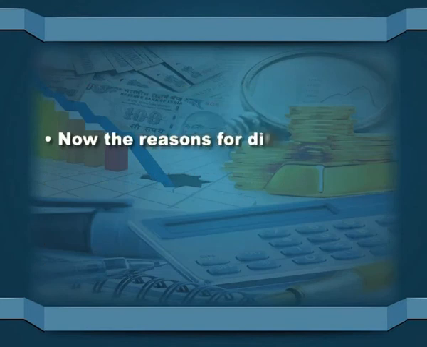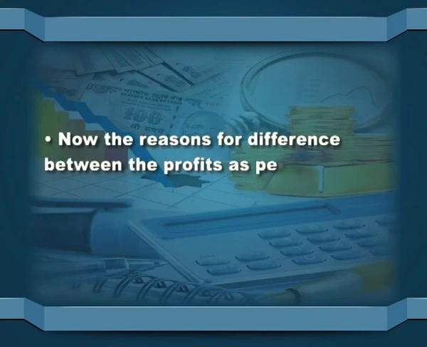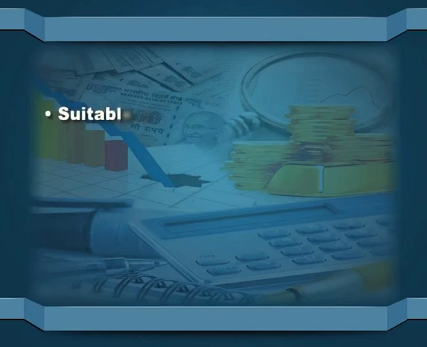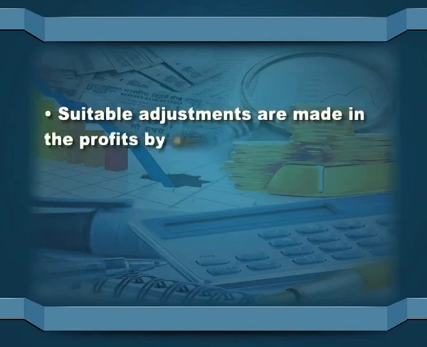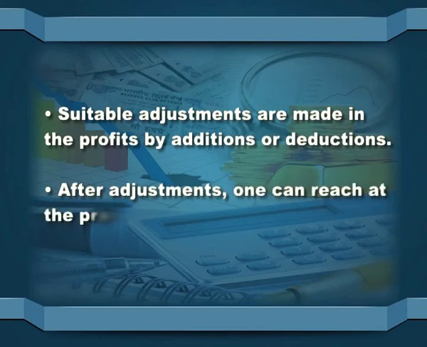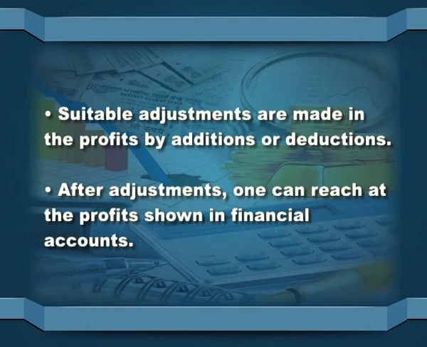Number 2, now the reasons for differences between the profits as per cost accounts and financial accounts are identified. Number 3, suitable adjustments are made in the profits by additions or deductions. Number 4, after adjustments, one can arrive at the profits shown in financial accounts.